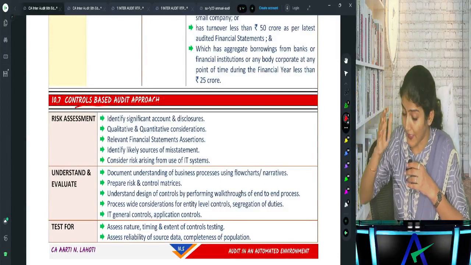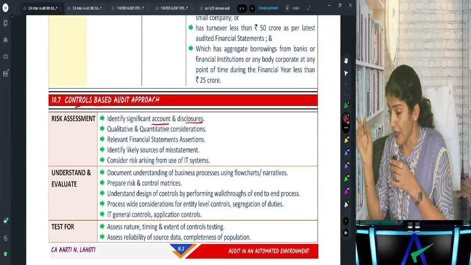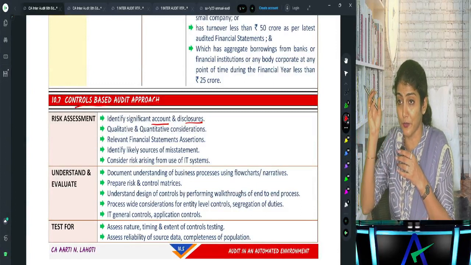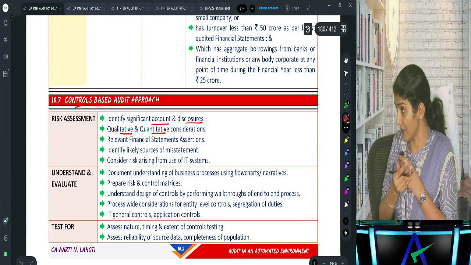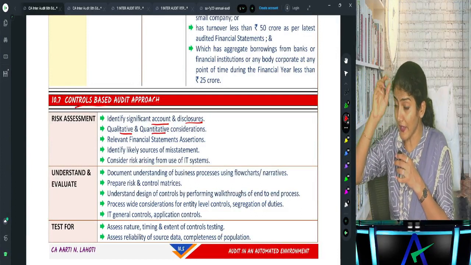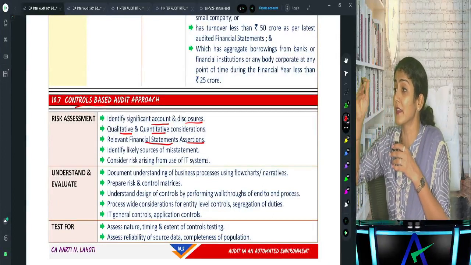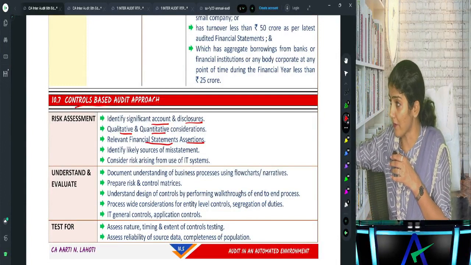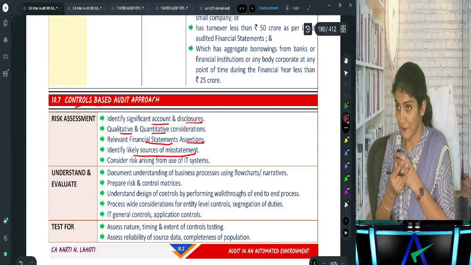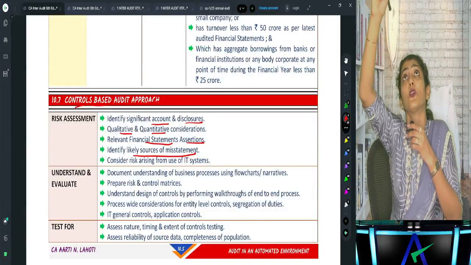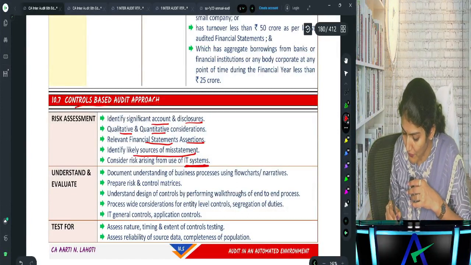So first you have to identify which are the accounts and disclosures which are now affected due to the use of computer. So in my example, which area is now affected due to the use of computer? Revenue. Right, then the quantitative and qualitative consideration. Right, so whatever considerations regarding that revenue. Then what does it say? The financial statement assertion. What could be the assertion? The occurrence, the completeness, the measurement of the revenue, all is affected by the control. Then identify what are the likely sources of the misstatement. What are the likely sources? Okay, in that automated control of revenue recognition, what can go wrong? And also, what is the risk arising from the use of the IT system?